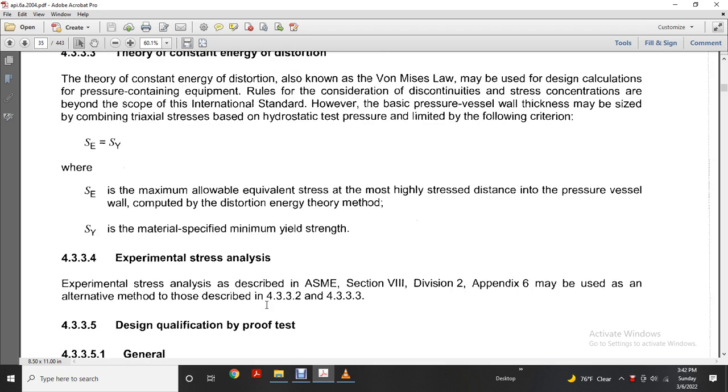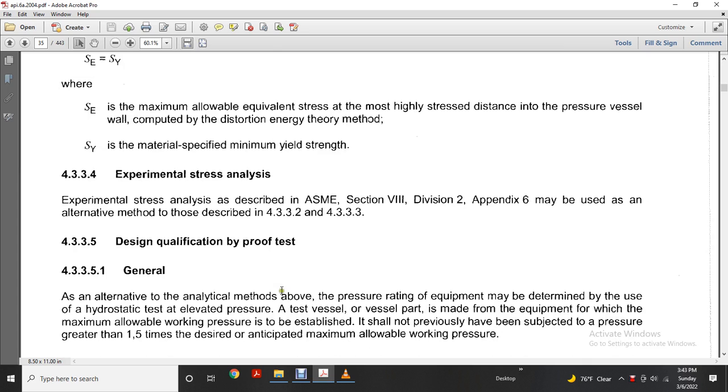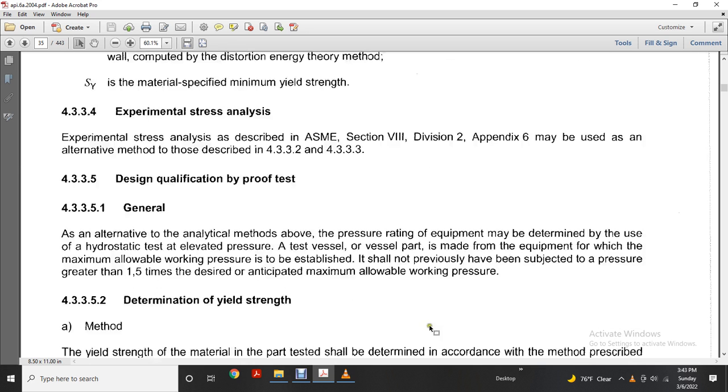Experimental stress analysis described in the American Society of Mechanical Engineers, BPVC Section 8, Division 2, Appendix 6, may be used as an alternate method to those described in 432 through 433. Design qualification proof test, general: as an alternative to the analytical methods above, the pressure rating of the equipment is determined by the hydrostatic rated pressure. The vessel part or equipment for which the maximum allowable working pressure is to be established shall not previously have been subjected to a pressure greater than 1.5 times the anticipated maximum allowable working pressure.